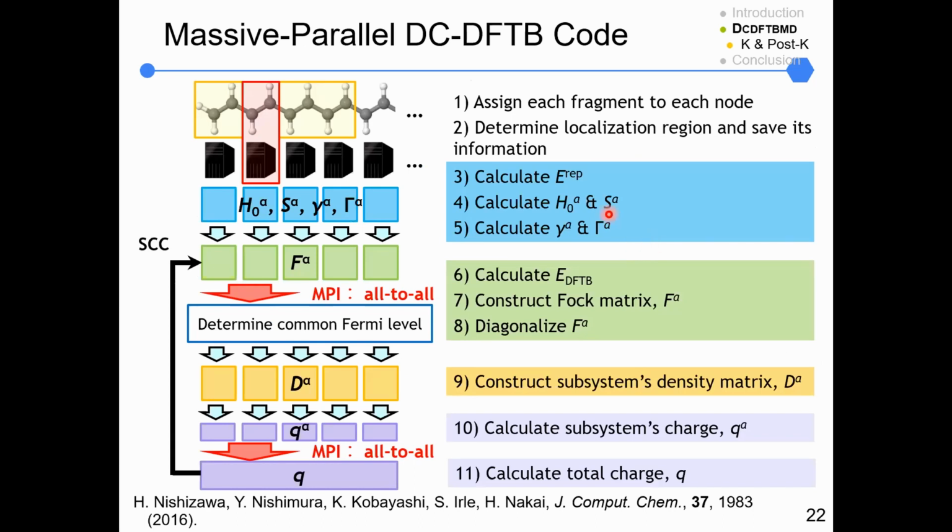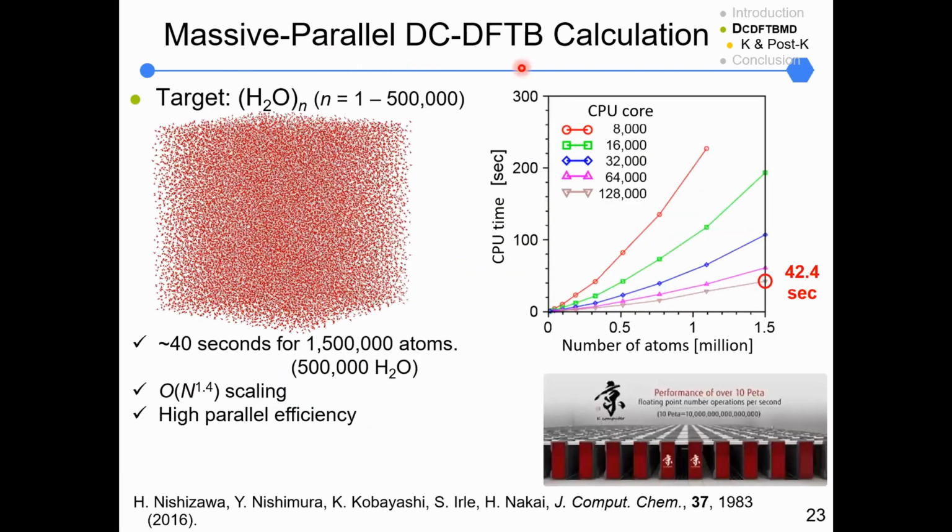The DC scheme is suitable for massive parallel computation because we can assign each fragment to each node. Most of the calculation can be done separately. So we developed the massively parallel DcDFTB code, and our program demonstrates high parallel efficiency. A 1.5 million atom calculation will be finished in only 40 seconds by using the 128,000 CPU cores of the K computer.